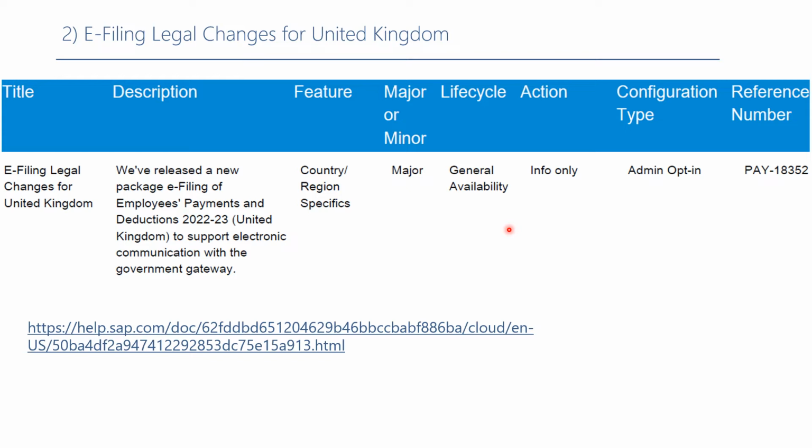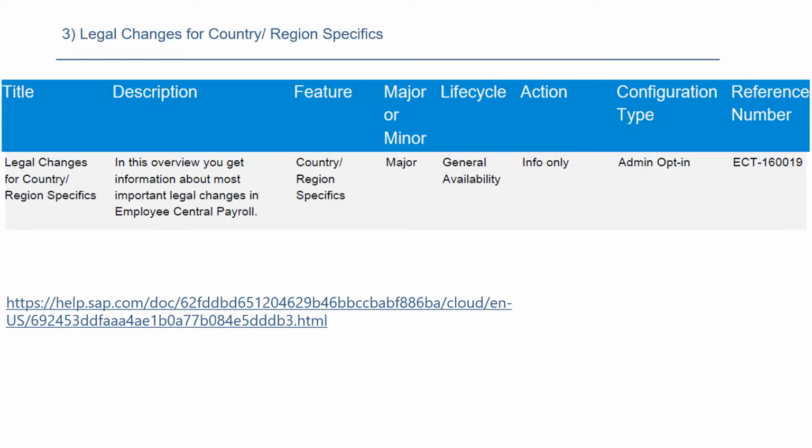E-filing legal changes for UK. SAP has introduced e-filing for employee payments and deductions for UK, and this is again localization for UK. This is again admin opt-in, so it is based on the user's requirement. Next we have legal changes for country. This is again a localization feature available, and this is again admin opt-in.